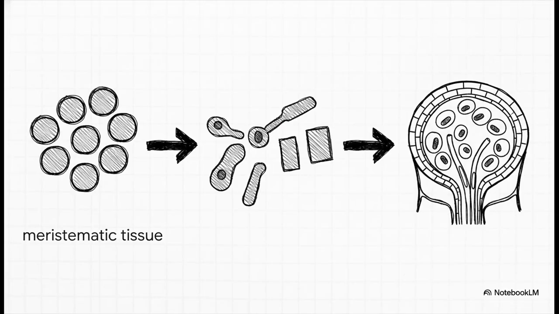So, a good question is, what happens to all the new cells that are made by the meristematic tissue? Well, they grow, they mature, and they eventually take on a very specific job. This whole process is called differentiation. Once a cell differentiates, it loses its ability to divide and becomes a part of the permanent tissue.